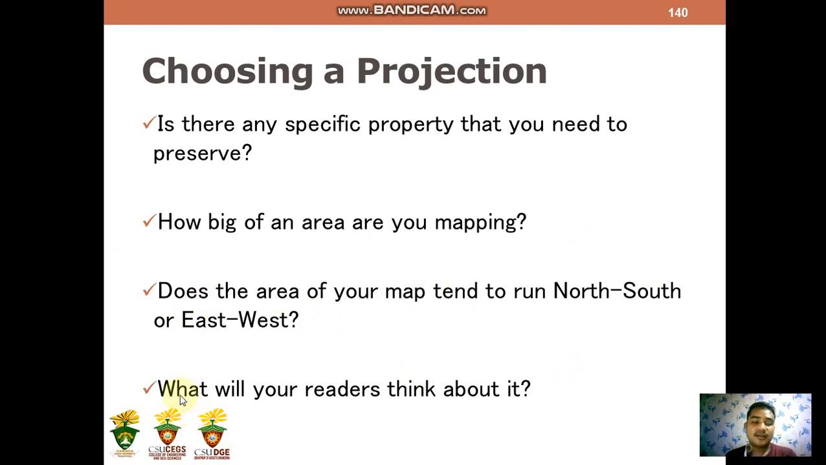Next is, what will your readers think about it? Because your audience expects a certain output. So upon choosing a map projection, you need to answer this checklist of questions.